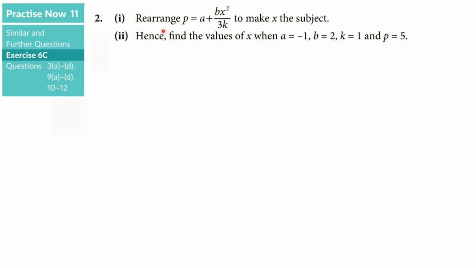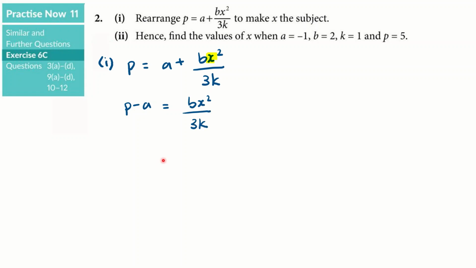In part I, we want to rearrange p equals a plus bx squared over 3k to make x the subject. Again, a formula that looks a little bit intimidating, but don't worry. Given this formula, let's emphasize what we want to find first. We want x to be the subject. So what is furthest away from x? I would recognize that as a. So it is a positive a. I need to bring it over to the left. I can say p minus a equals bx squared over 3k.